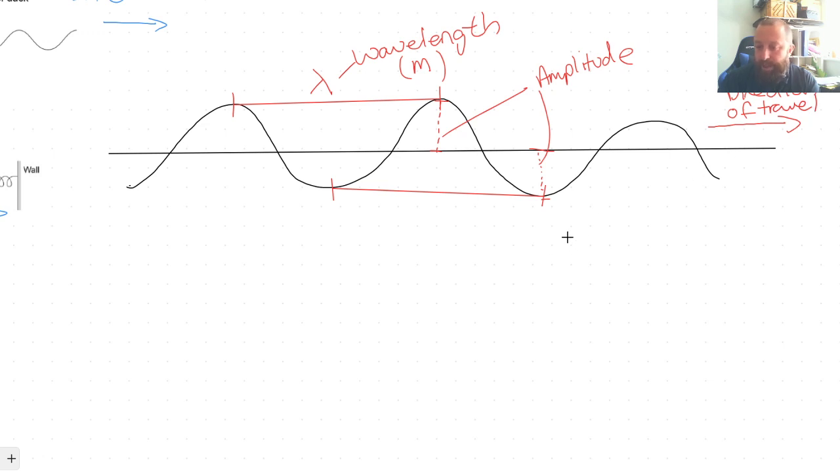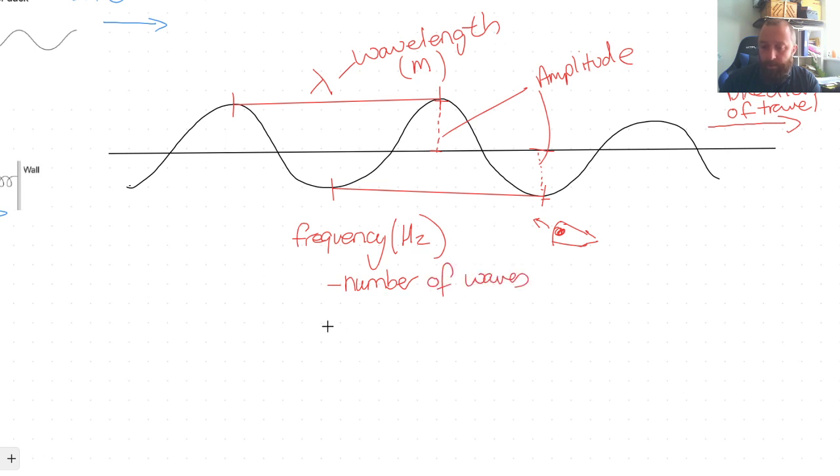And if we had a fixed point, so let's just say we've got somebody stood here, looking up and counting. That's a really bad arrow. Let me just do that again. There we go. They're counting the number of waves going past. We would have the frequency. So the frequency is measured in hertz. Okay, and that's the number of waves per second.